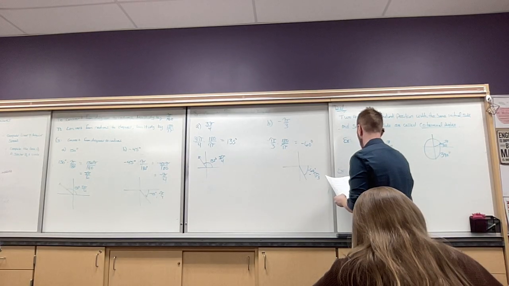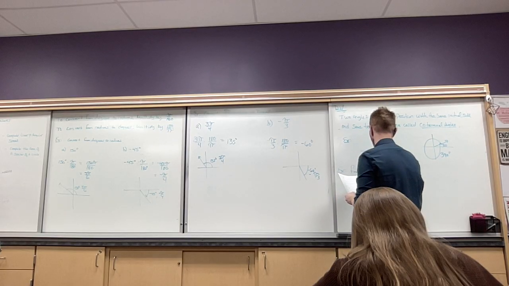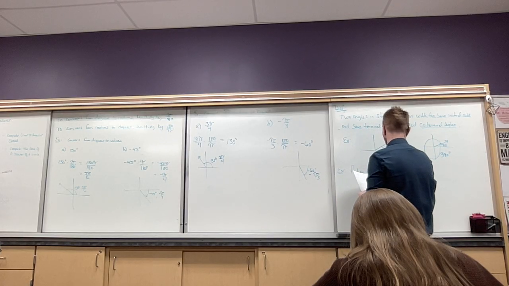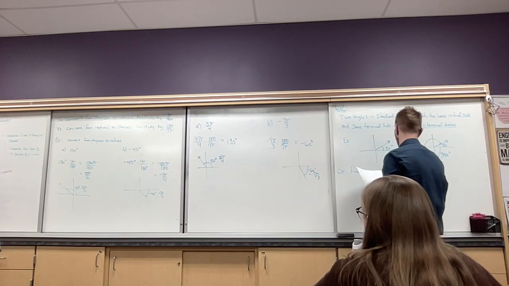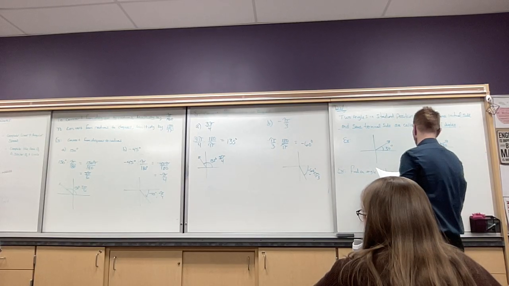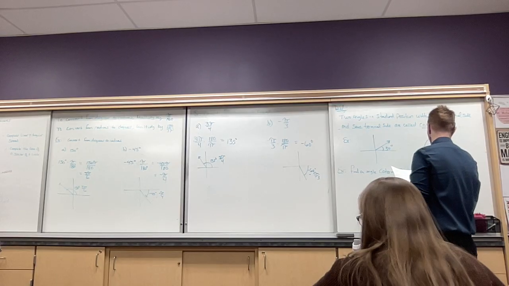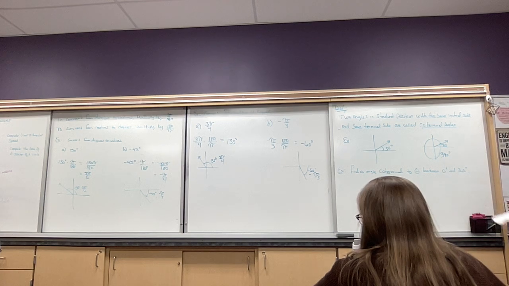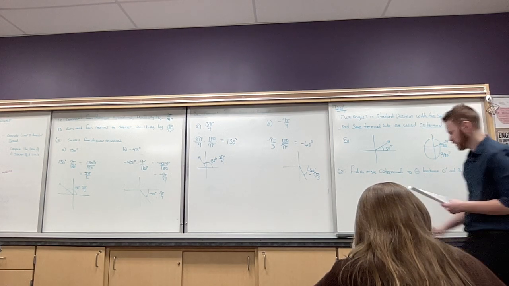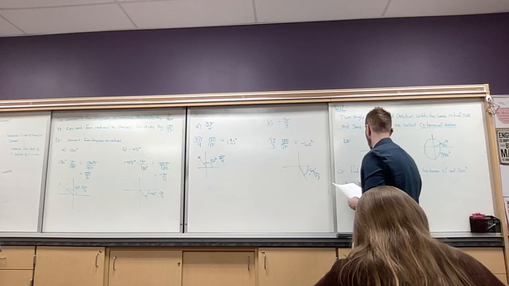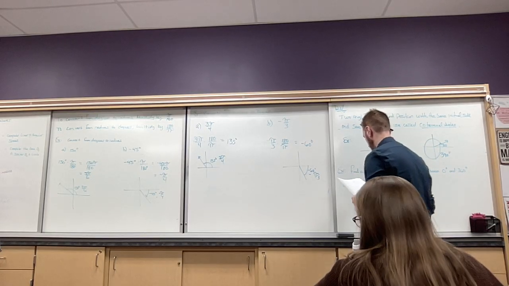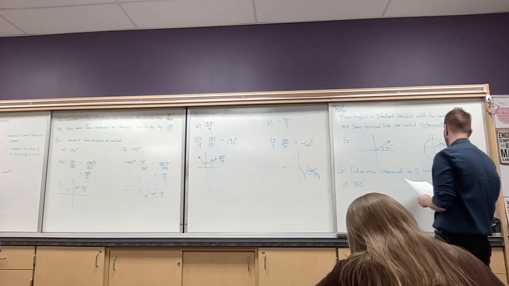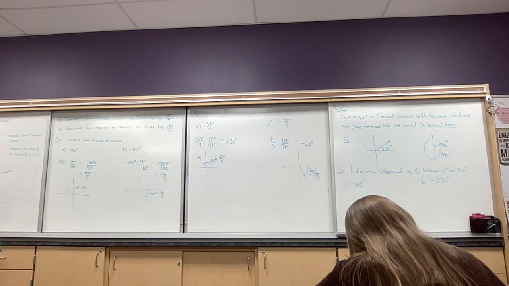So example, find an angle coterminal to theta between 0 degrees and 360 degrees. Okay, so let's do 780 degrees as one of our examples. And the other example we'll do negative 270. That way we can kind of see what to do with a negative angle measurement.